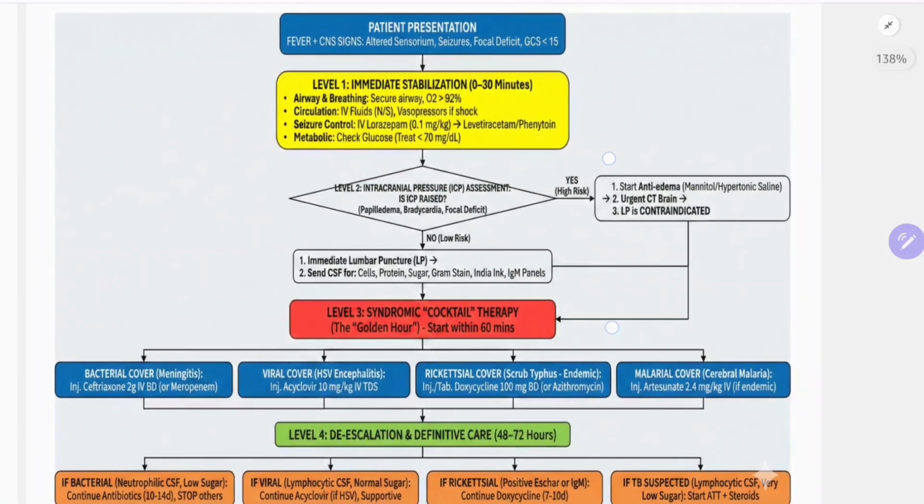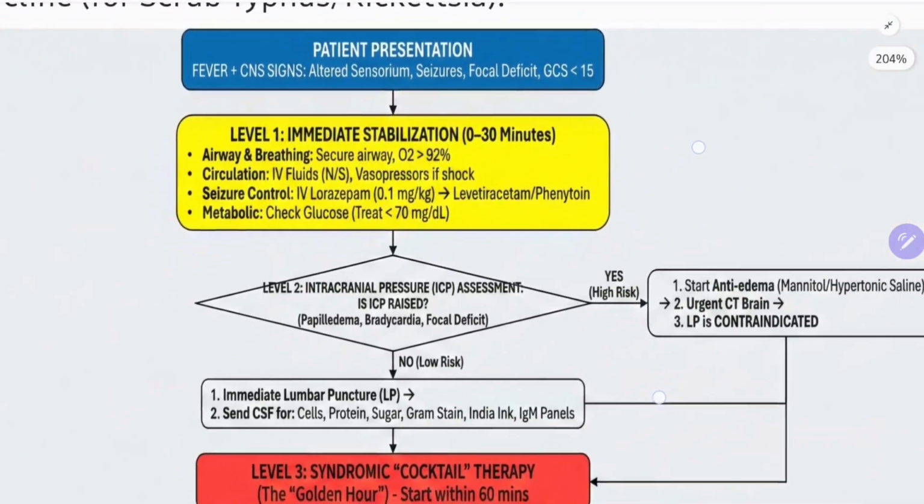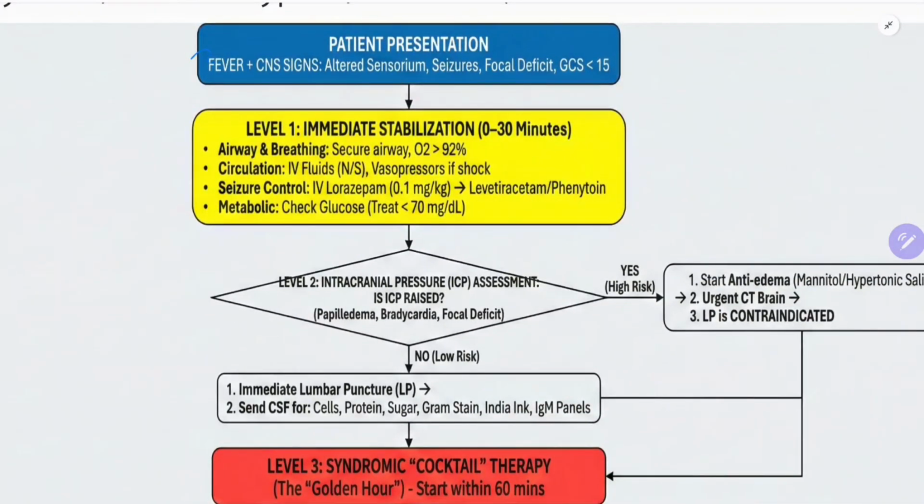Now this is a flow chart, an important flow chart. We will see this one. So patient presentation: fever with CNS signs like altered sensorium, seizures, focal deficit, GCS less than 15, or the patient presents with delirium.